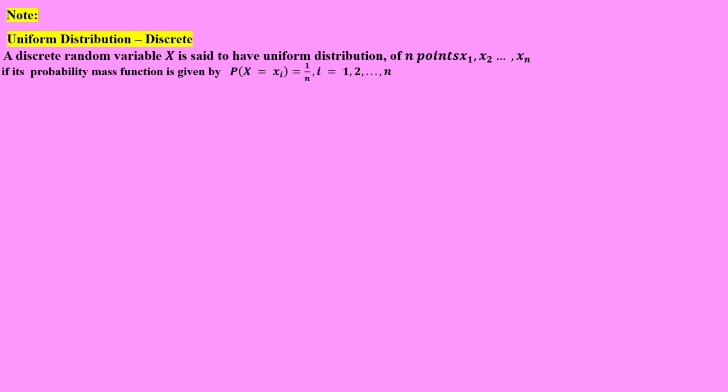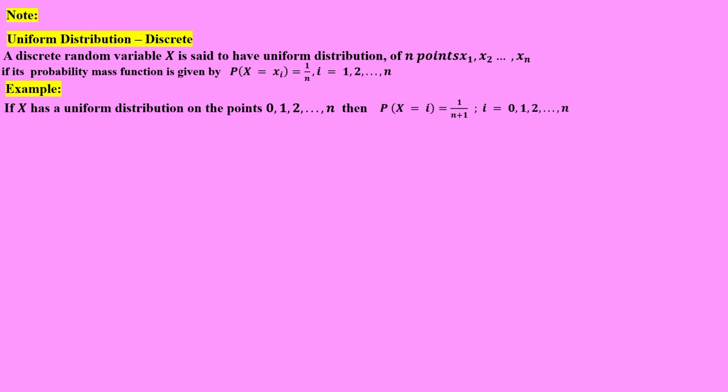Note: uniform distribution, discrete type. A discrete random variable x is said to have uniform distribution of n points x1, x2, ..., xn if its probability mass function is given by P(X = xi) = 1/n, i = 1, 2, ..., n. For example, if x is a uniform distribution of the points 0, 1, 2 up to n, then P(X = i) = 1/(n+1), right?